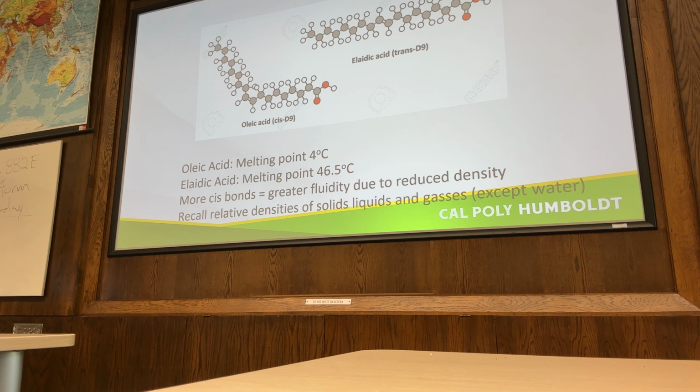Unsaturated trans fats behave like saturated fats. Yes, in that they are solid at room temperature. But they're also worse for you because they're more stable. Your body can't break them down as easily. There's more to it. There's always more to it, of course.